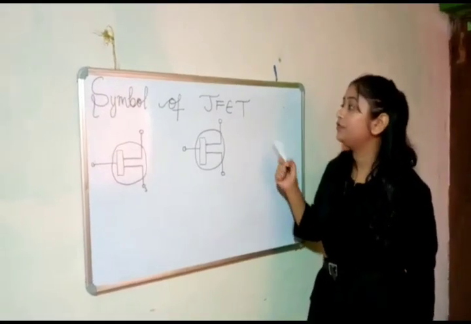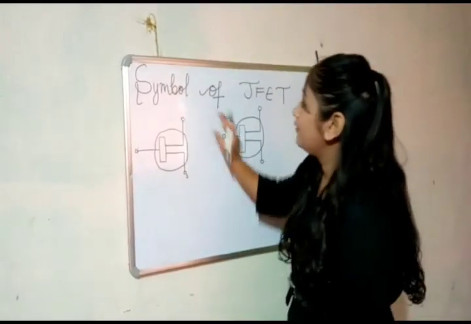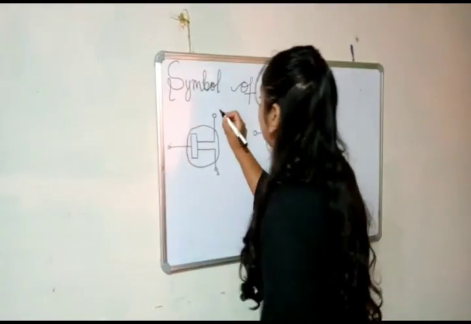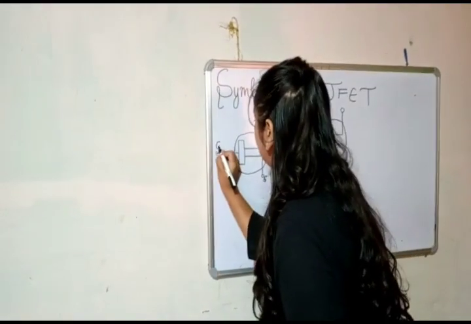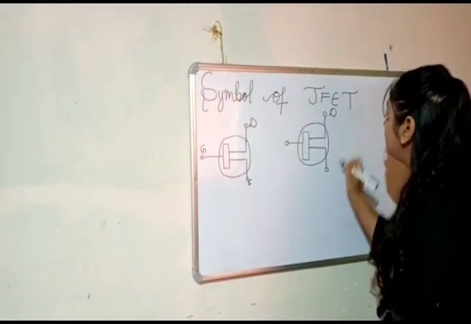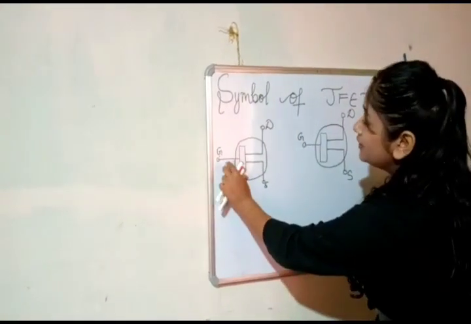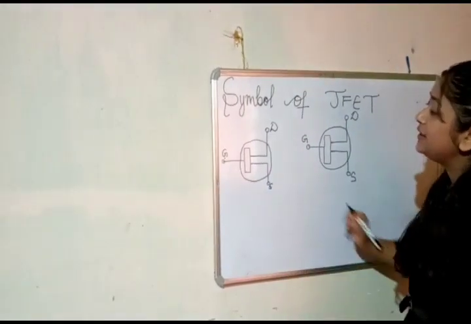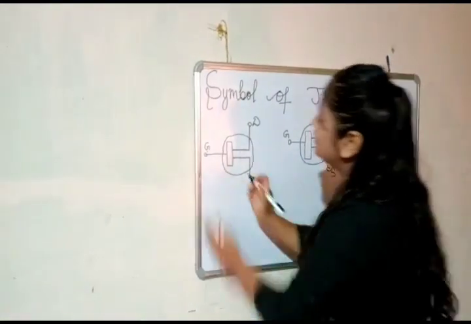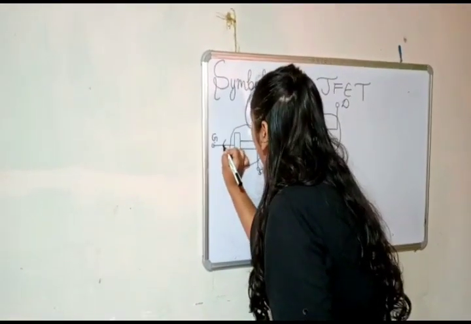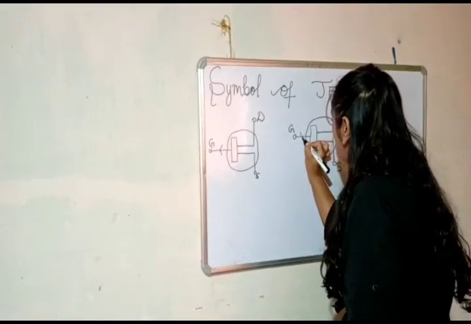Before going to the depth of JFET, first let us see the symbol of JFET. We know that in JFET there are three terminals: drain, source and the gate. Only the arrow near the gate terminal determines the N-channel and P-channel JFET. In P-channel JFET, the arrow is in the outward direction, and in N-channel JFET, the arrow is in the inward direction.